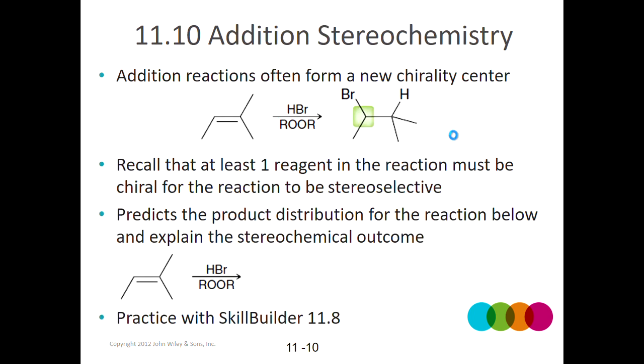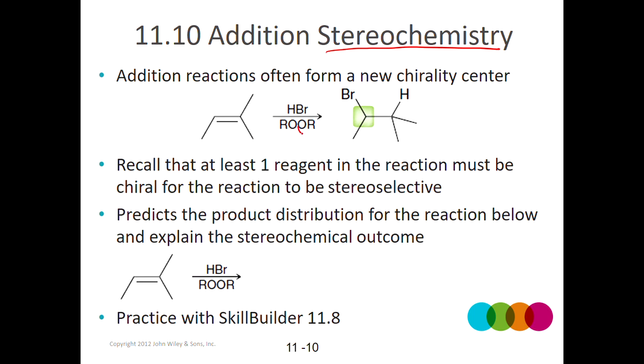So that means now we know the mechanism. Might ask you to draw it out and explain it. And we know that it gives anti-Markovnikov products. But we also want to look at the stereochemistry, or the spatial positioning of these groups with respect to one another. So when you're doing an addition across a pi bond, this should be familiar to you from last semester.